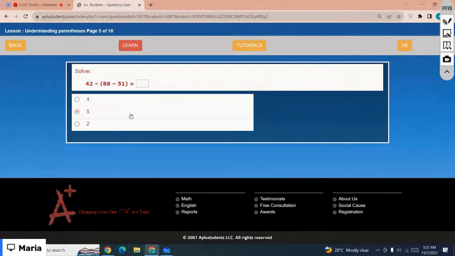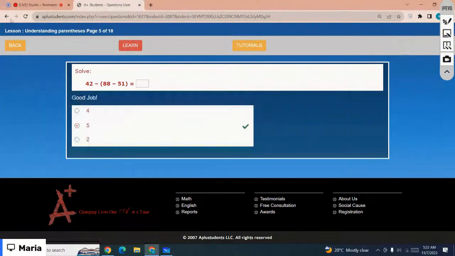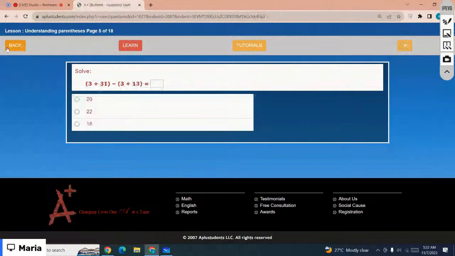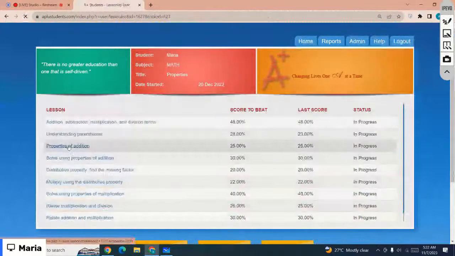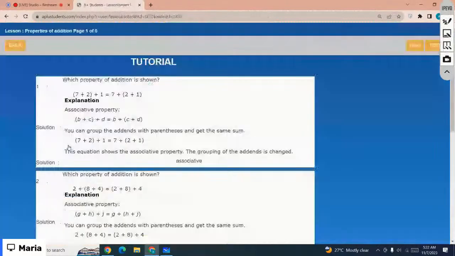Move on to the next lesson. The next lesson is properties of addition. Just answer the questions I am asking. Stop chatting.